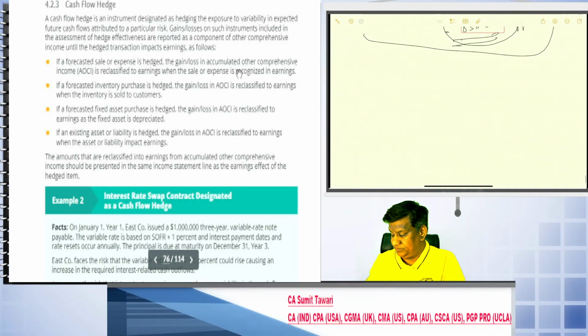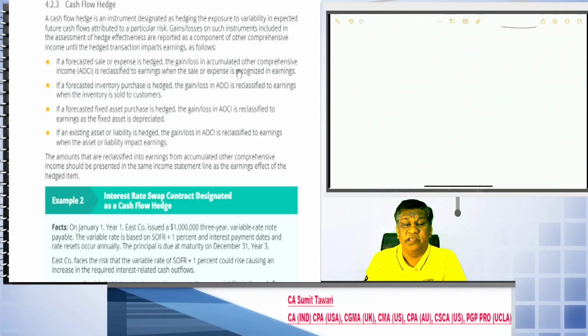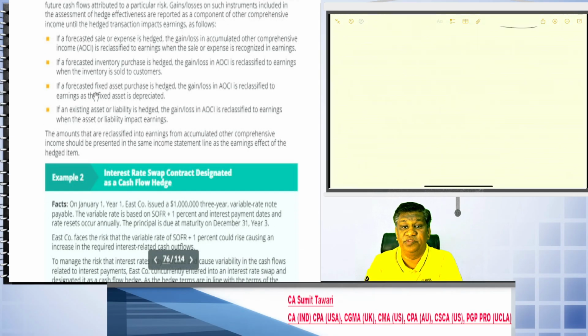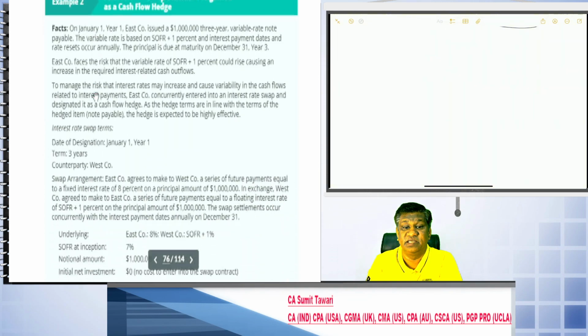Then cash flow hedge. A cash flow hedge we generally route through accumulated other comprehensive income, so it is part of the AOCI. A cash flow hedge is an instrument designated as hedging the exposure to variability in expected future cash flow attributed to a particular risk. So gains and losses on such an instrument included in the assessment of hedge effectiveness are reported as a component of other comprehensive income. So whatever the gain or loss may be, this is on the basis of valuation. We will see the example here.